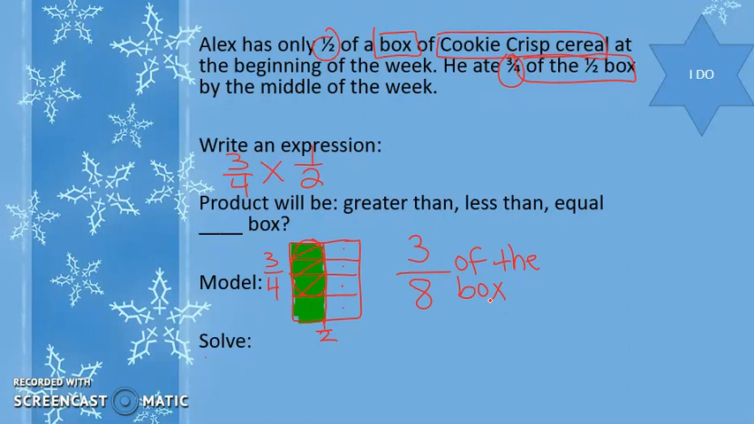And if we want to use the standard algorithm, we're going to multiply 3/4 times 1/2. We don't need to do anything with our denominators. We just multiply the numerators straight across, and then we multiply the denominator straight across. So 3 times 1 is equal to 3. 4 times 2 is equal to 8. Our number is already in simplest form because 3 is a prime number. That means it only has factors of 1 and itself. So we know that the product is going to be less than the 1/2 box.